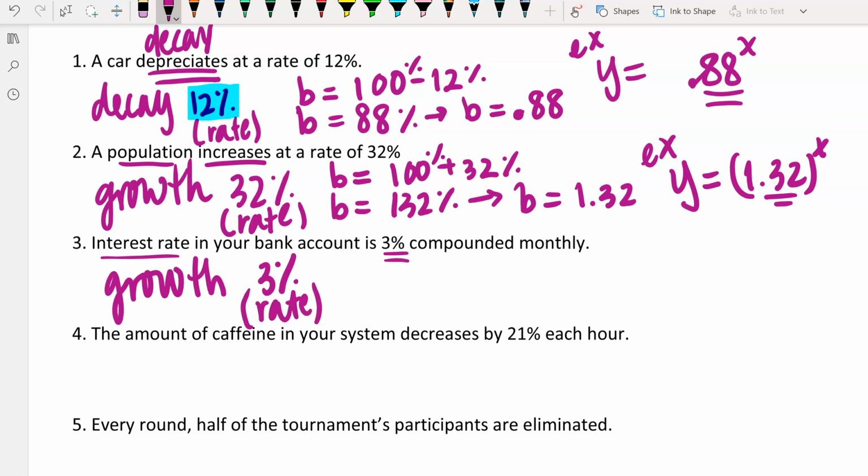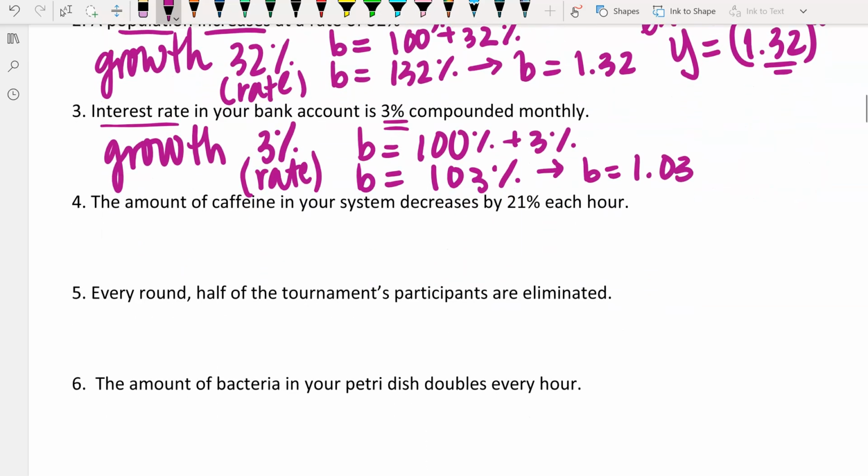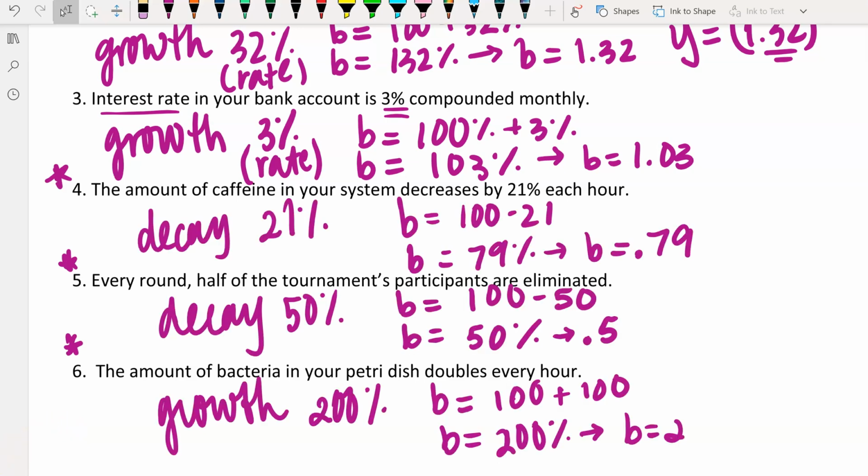So again, this 3% is your rate. To find your base, because it's growing, we're going to take 100% and add 3% to it. So 103% is what our base will look like as a percentage, and then we change that to a decimal, so 1.03. Okay, so at this point, I would like you to try 4, 5, and 6 on your own. So go ahead and do that now.